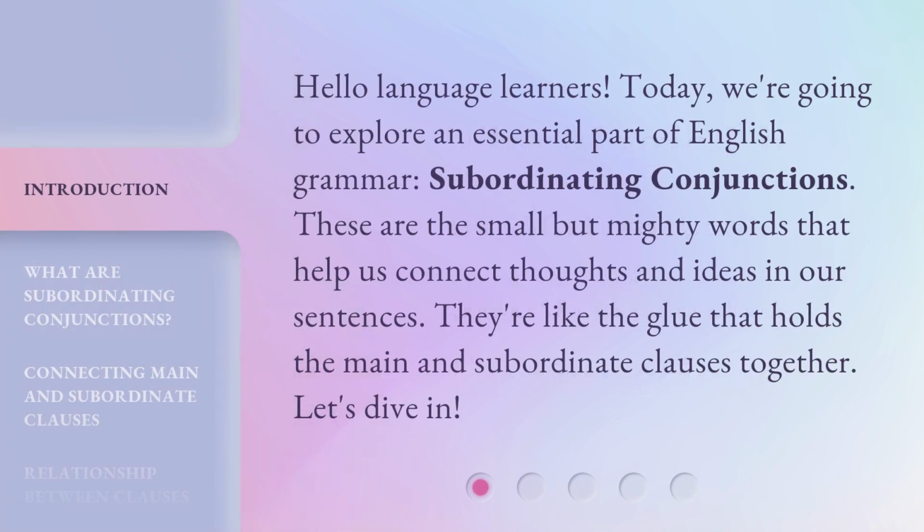Hello language learners. Today, we're going to explore an essential part of English grammar, subordinating conjunctions. These are the small but mighty words that help us connect thoughts and ideas in our sentences. They're like the glue that holds the main and subordinate clauses together. Let's dive in.